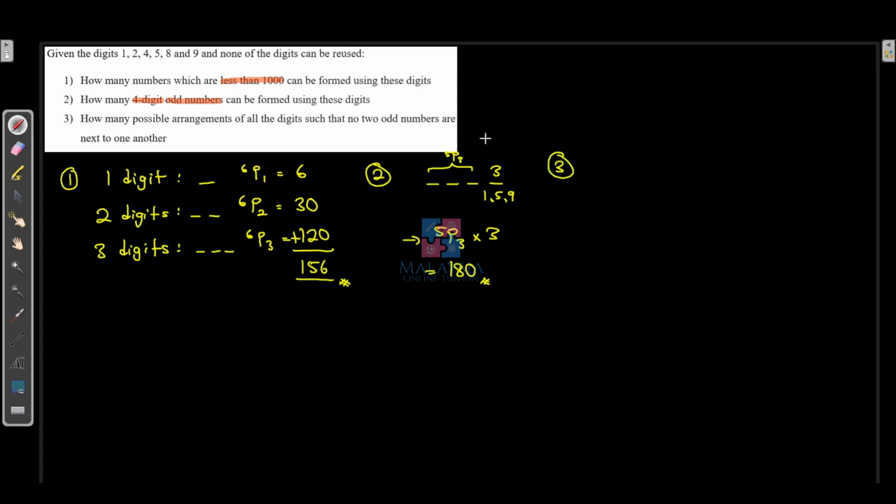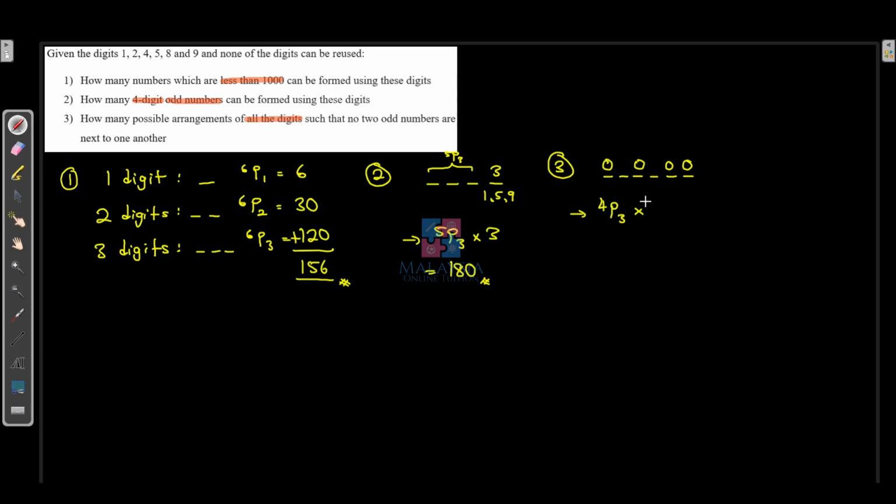For part 3, how many possible arrangements of all the digits are there? Remember, we need to use all the digits such that no 2 odd numbers are next to one another. So we can write 6 spaces first. The first odd digit we can put here, the second odd digit we can put here, and the third odd digit we can put here or here. Since none of the odd digits are repeated, we can just write 4 spaces where we can put the 3 odd digits, so 4P3.